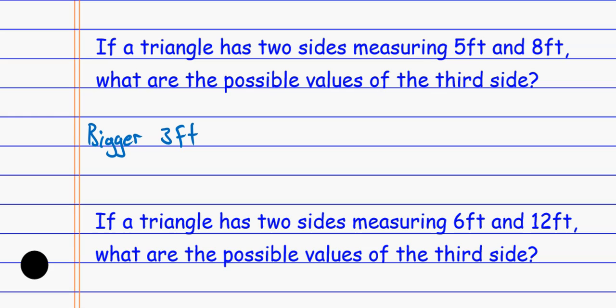And then if I add the two values together, the 5 plus 8, that gives me a 13. So it's got to be smaller than 13 feet. And once again, the reason for that is because if I do the 5 plus the 8, it equals 13, okay? And since the 8 and the 5 have to add up to something that's bigger than the third side, it means that if those add up to 13, that third side has to be smaller than 13, okay?